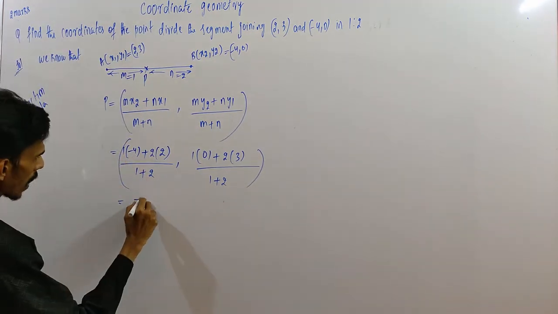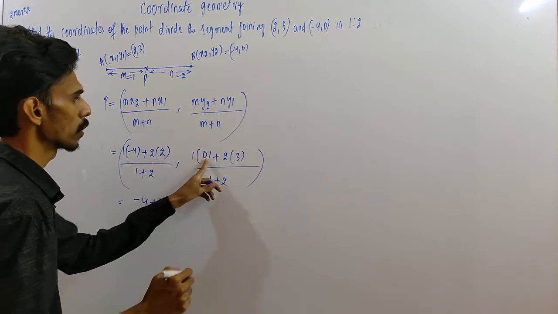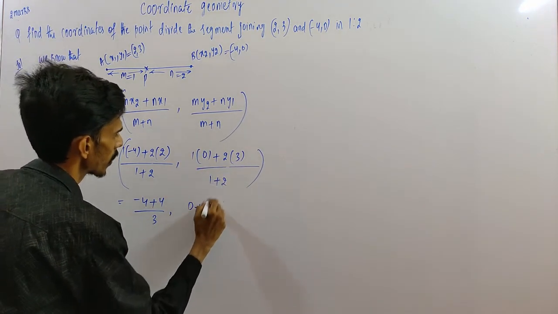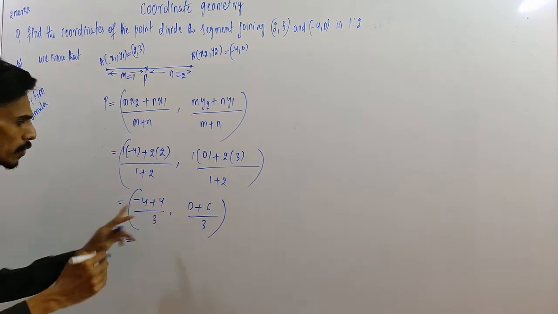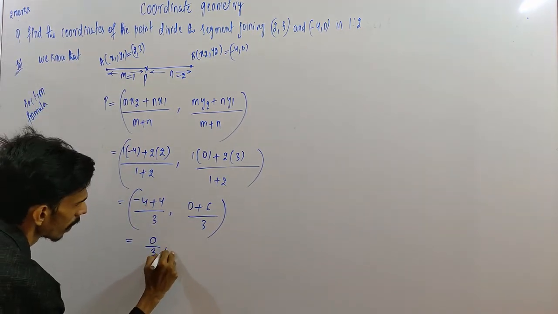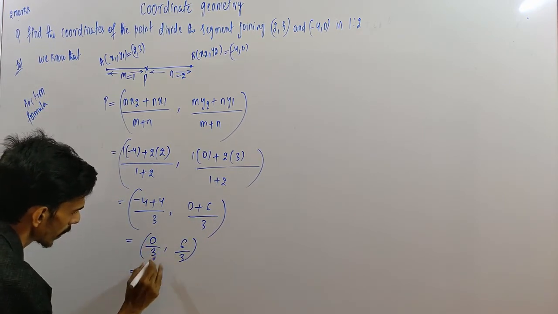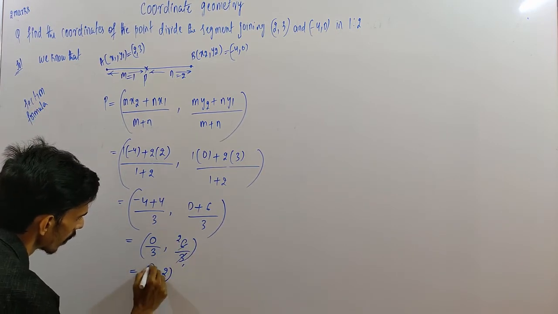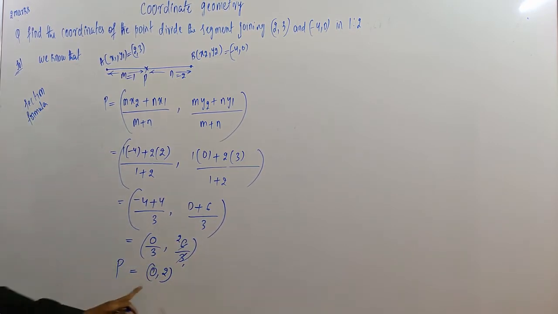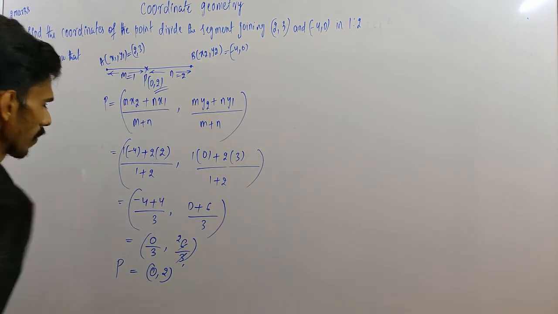1 into minus 4 we have minus 4, plus 2 into 2 we have 4, by 3. 1 into 0 we got 0, 2 into 3 we have 6, divided by 3. Minus 4 plus 4 we have 0 by 3, and 6 plus 0 we have 6 by 3. 0 by 3 value is 0 only, and 6 by 3 is 2. So we have 0, 2. This is the answer for this question.